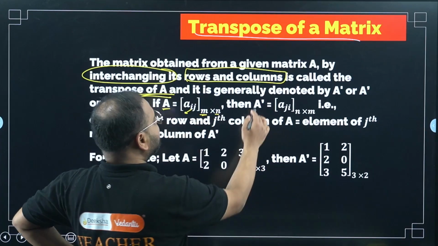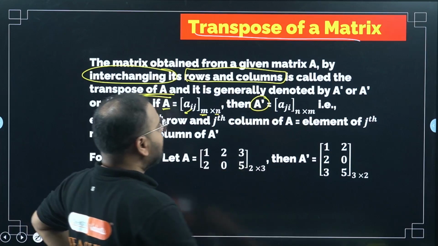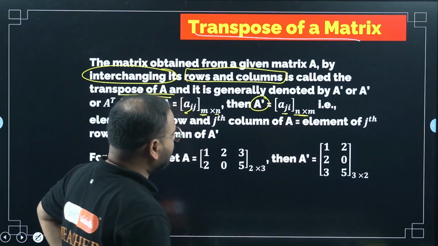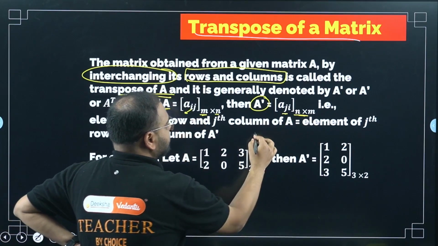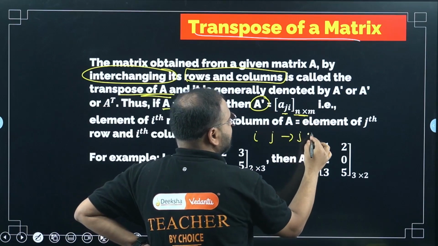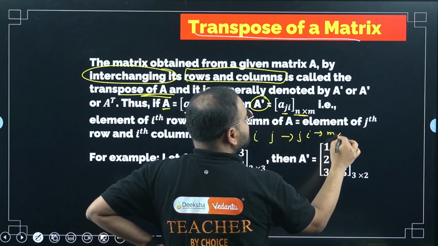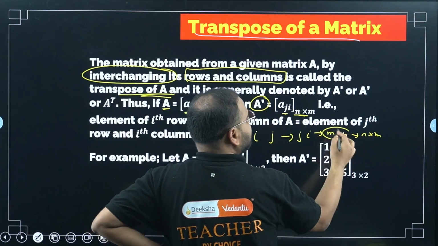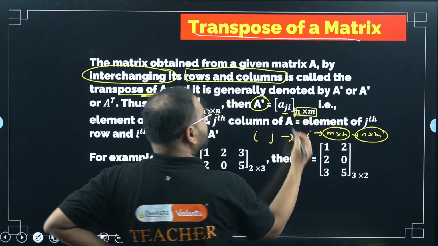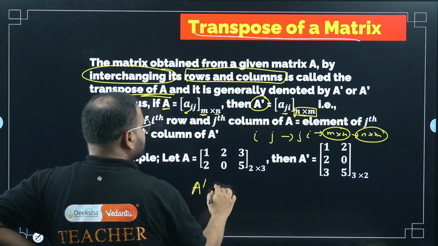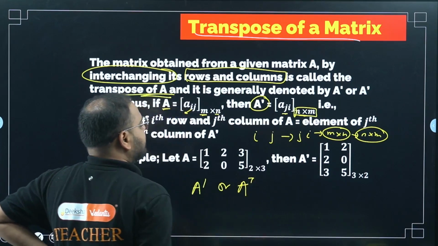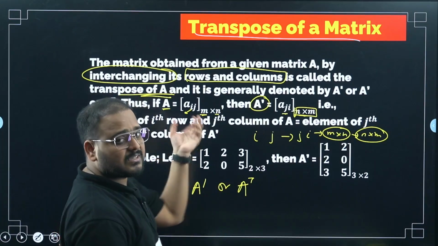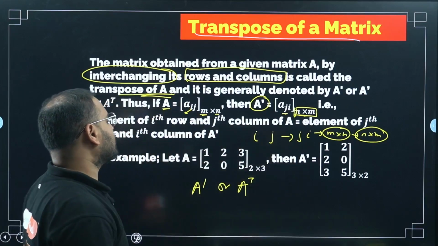When I'm writing the transpose of A, which is A dash, I can write it as a_ji, n cross m. I and j switch places to j and i, and the order which was m cross n became n cross m. So this is called transpose. Now I can write transpose as A transpose or A power T, or A T. Both representations are correct. The rows and columns will interchange themselves.